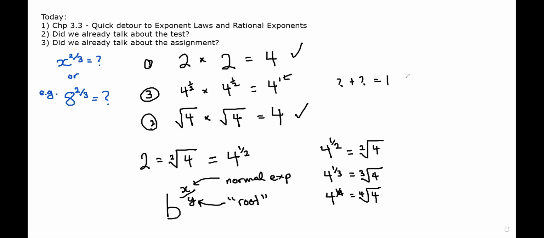Okay? So, I'm not going to go into the 8 to the power of 2 over 3 yet. Let's do this. 8 to the power of 1 over 3, now you know, can be rewritten as the third root of 8. What multiplies with itself 3 times to give you 8? Something times something gives me 8. What is that number? 2. 2. That's right.